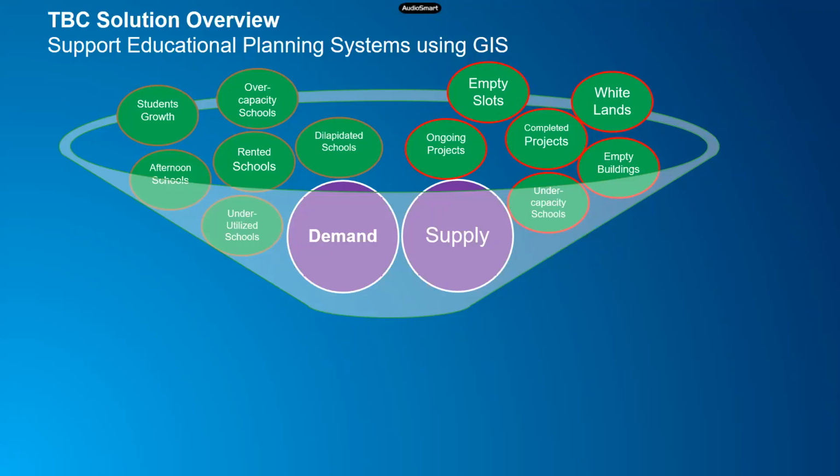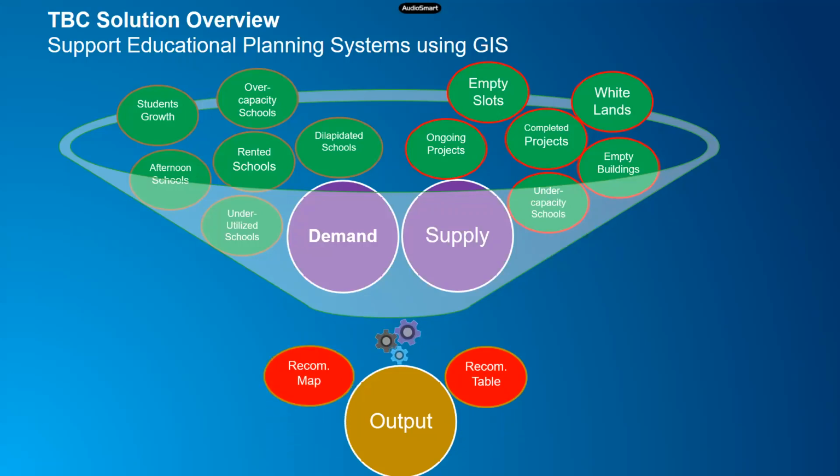So this is the demand, which is on the left. All these issues, and the supply are how we can resolve them by the facilities existing. So this would go into our algorithm, and then we would get the output. The output would come in 4 formats: recommendation table, recommendation map, recommendation reports, and recommendation statistics, which is the dashboard we're all used to seeing.